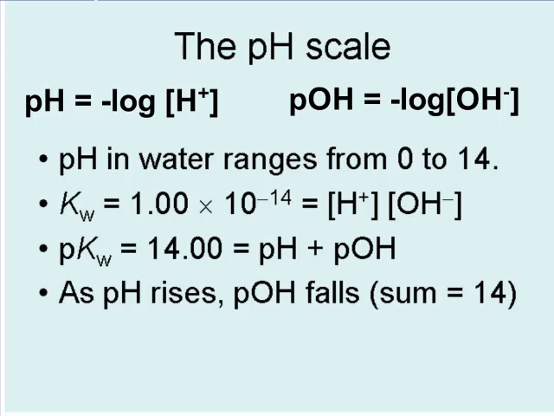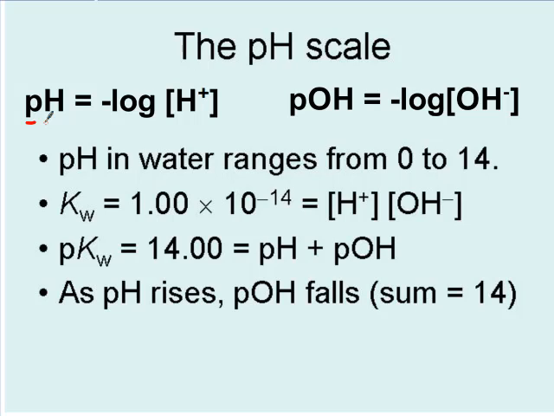All right, finally, the pH scale. pH is equal to the negative log of H, and the pOH is the negative log of OH. P anything is the negative log of it. So pH in water generally ranges from 0 to 14. You can have negative numbers and you can have numbers over 14, but generally they range from 0 to 14. Like we saw a second ago, Kw is 1 times 10 to the negative 14th, and that's equal to H times OH.